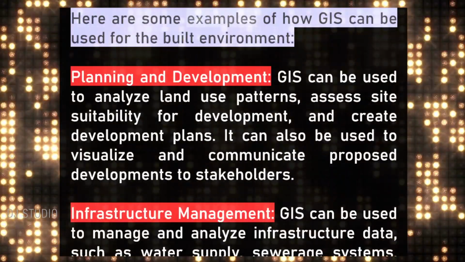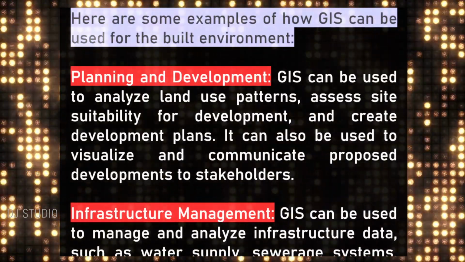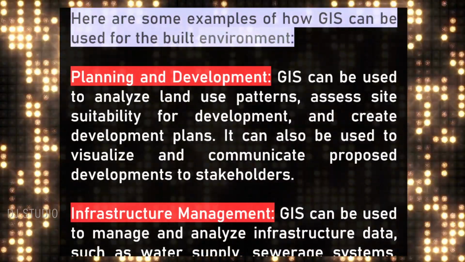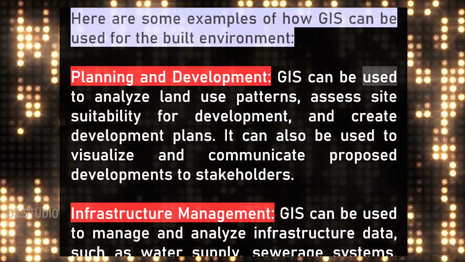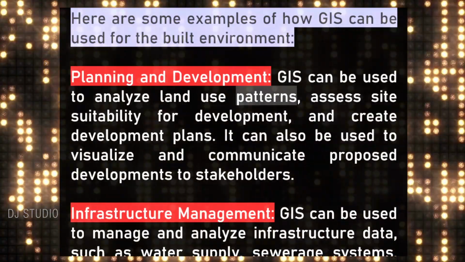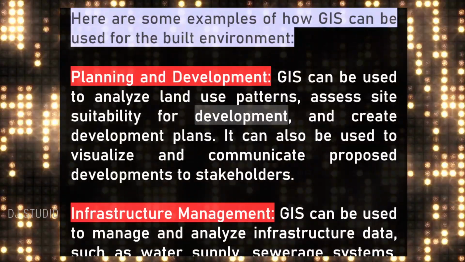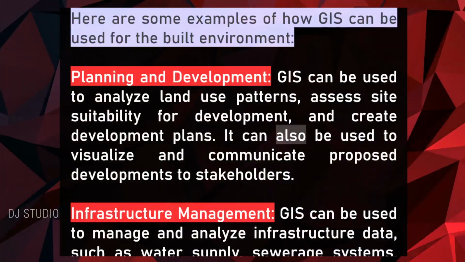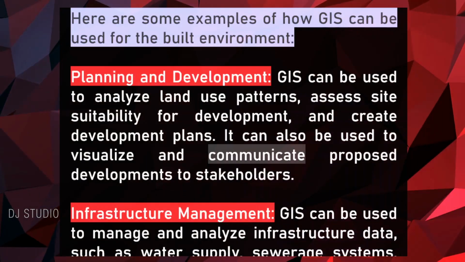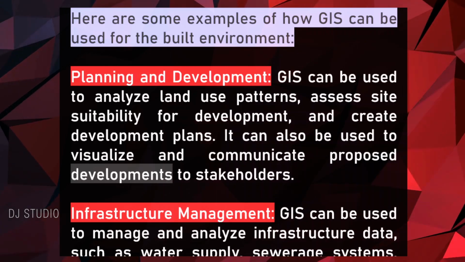Here are some examples of how GIS can be used for the built environment. Planning and development. GIS can be used to analyze land use patterns, assess site suitability for development, and create development plans. It can also be used to visualize and communicate proposed developments to stakeholders.